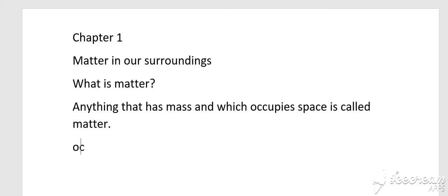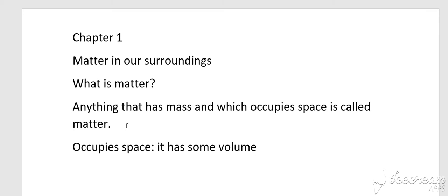Now, what do you mean by occupies space? This means that it has some volume. So we can say anything that has some mass and that has some volume can be called matter. Now we'll try to understand this with some examples.